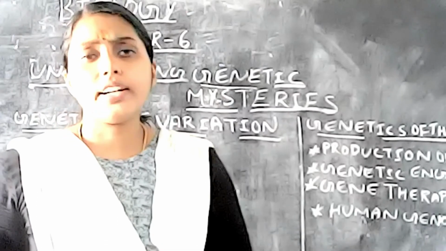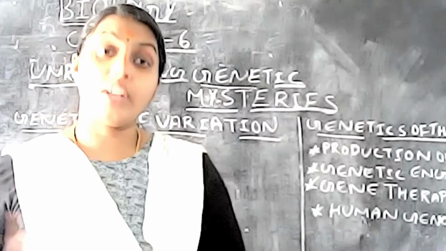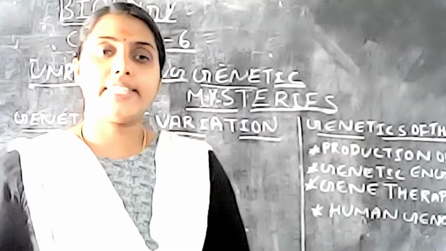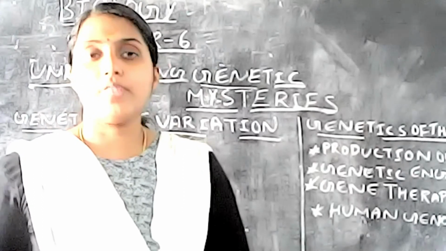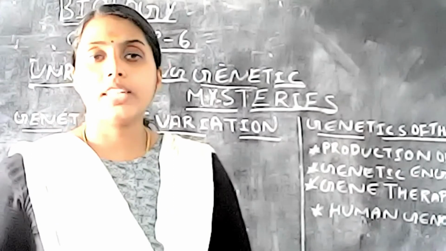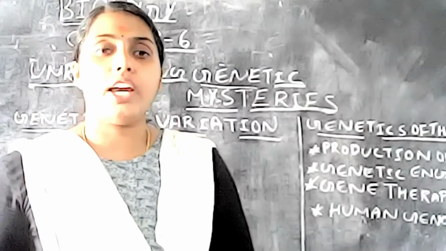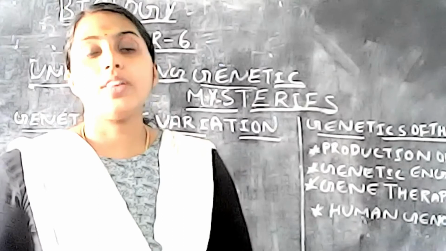So in order to cut the gene and replace the gene, certain enzymes are used. All those things we will study. Before that, we have to see the production of artificial insulin. We have studied this in our third chapter.